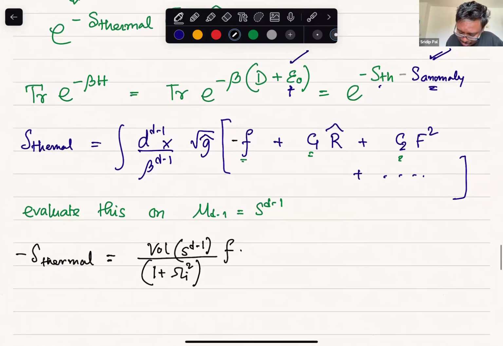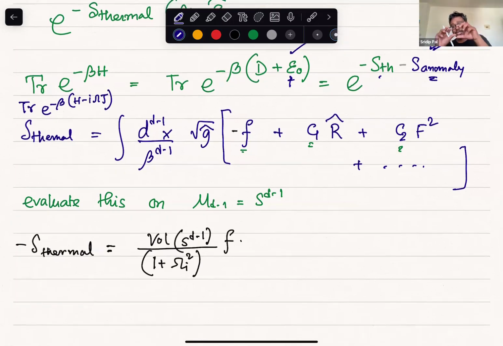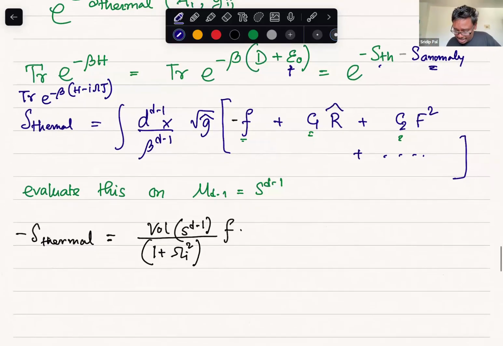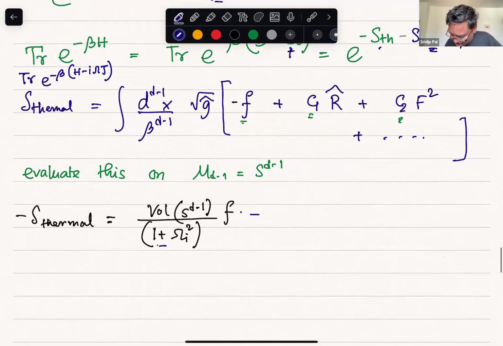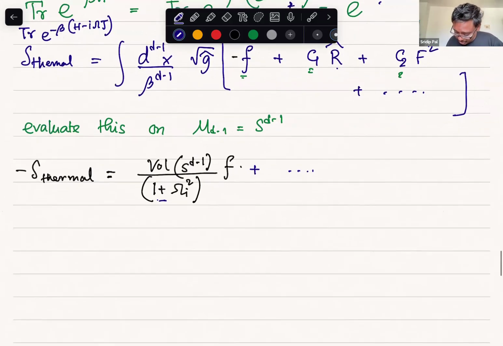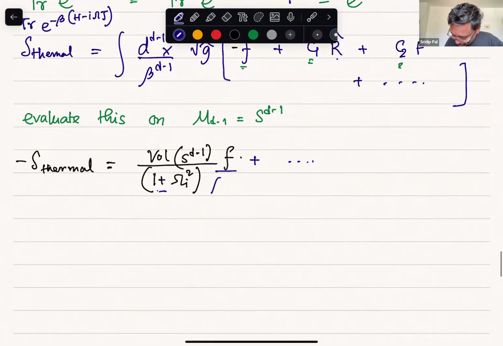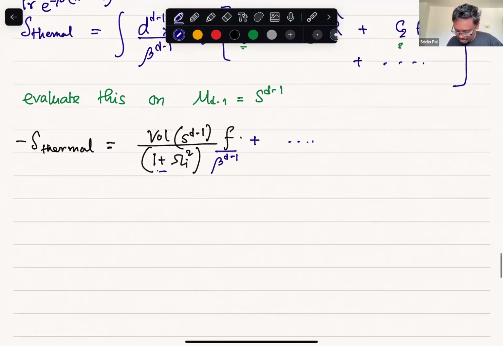So in here I wrote down e to the power minus beta H, but instead of doing this, I could have also done the following: H minus i omega J. And if I do this i omega J, then I will find there will be an extra factor of 1 plus omega_i squared by doing the same kind of analysis. And then there will be other pieces which depend on R, F squared, and so on, times f beta to the power d minus 1.